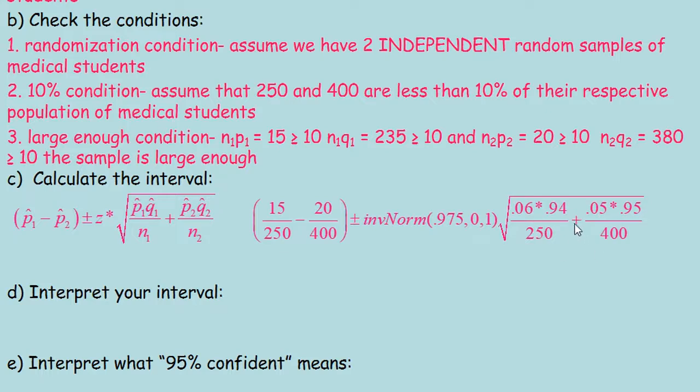And then I'm going to add the standard deviation for the Hispanics. So 20 out of 400, that's 5% of these students were Hispanic. So 5% times the complement, 0.95 over 400. Okay, so this time we're not going to do it with the plus and the minus like we did the first time. This time, let's just go straight to the calculator. So you need your calculator.